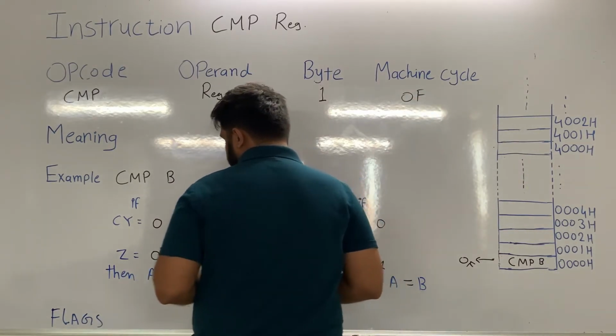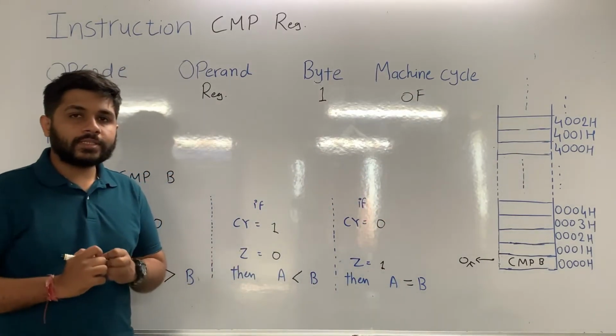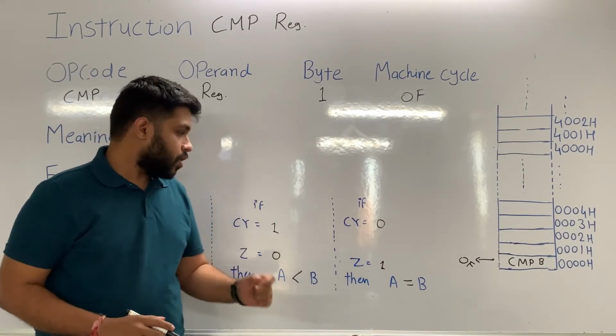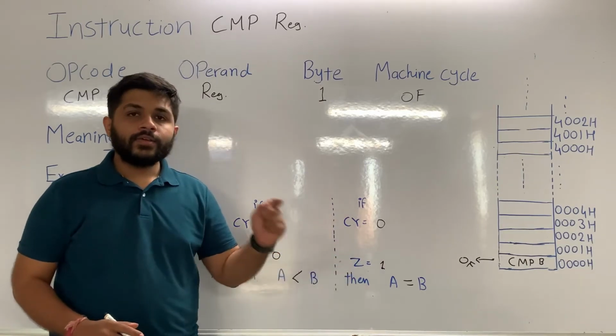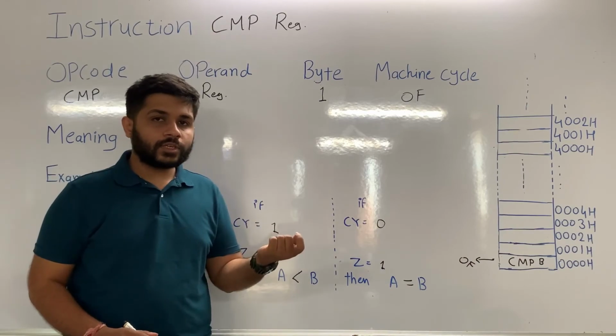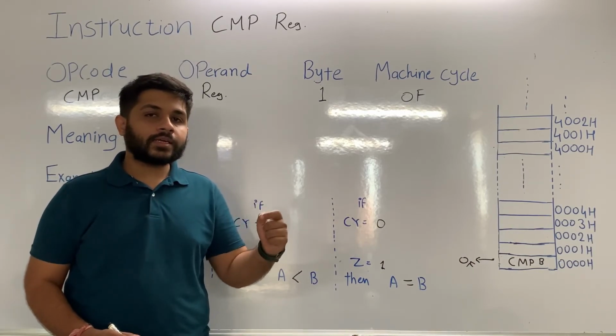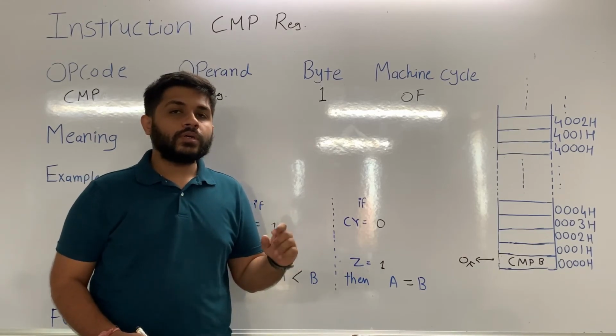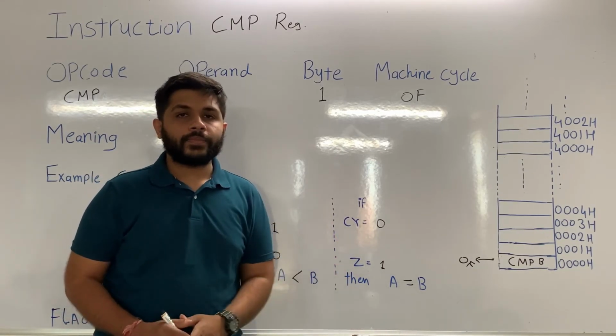Now let's see the status of flags. When this instruction is executed, all the flags will be affected. But from the status of carry and zero flag, we can decide whether the content of accumulator is greater than the content of register, or smaller than the content of register, or equal to the content of register. And this is it.